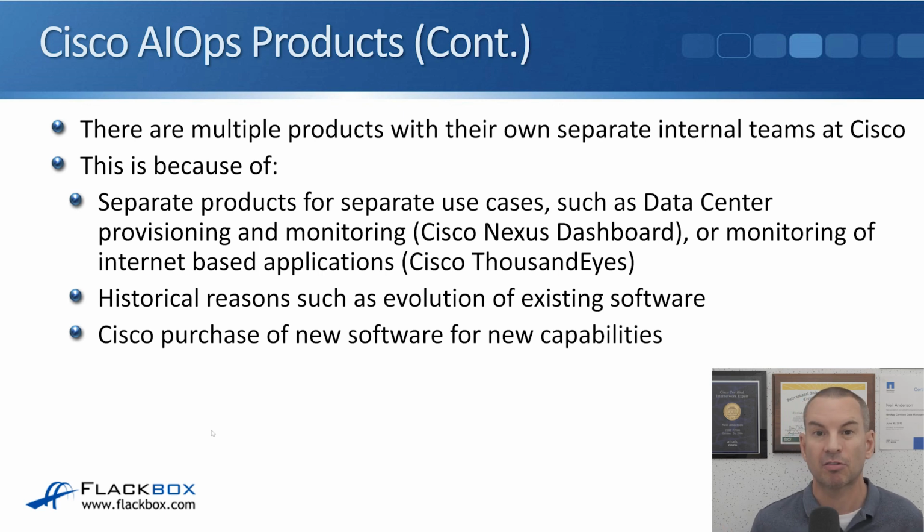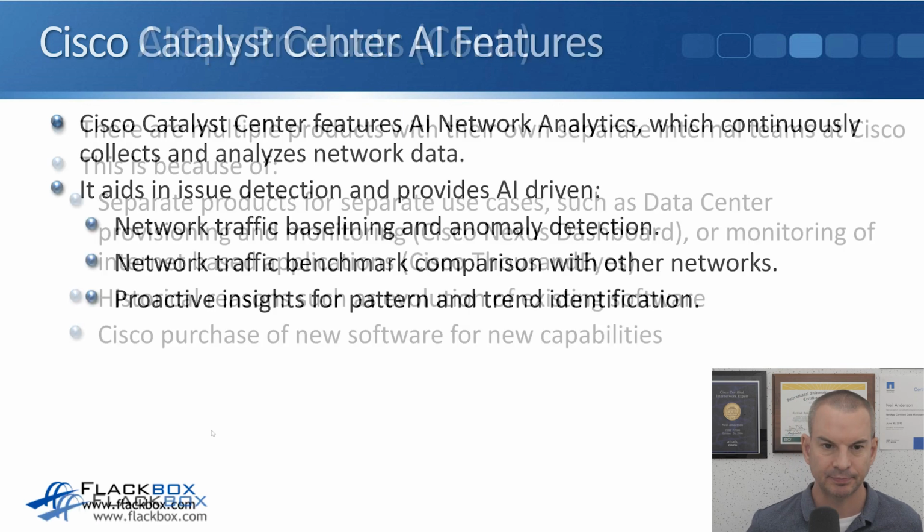Another reason is Cisco purchased new software for new capabilities. That's why they bought ThousandEyes. ThousandEyes has a large machine learning data set which is monitoring out the public internet and cloud providers. Cisco didn't have that capability before, so that's why they bought ThousandEyes. So there are lots of different software products from Cisco. They've all got their own separate internal teams at Cisco which are developing and managing them. There is quite a bit of overlap between the features, but those are the reasons why.